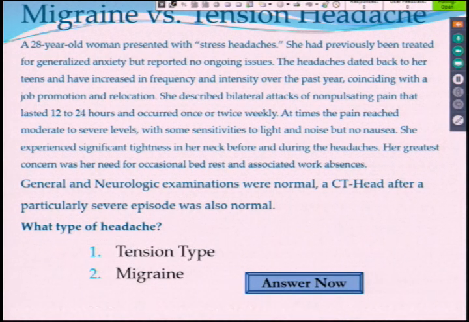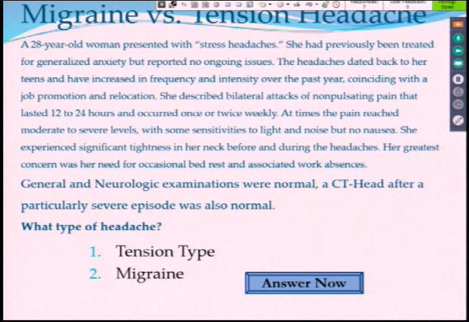All right, case study. A 28-year-old woman presents with stress headaches. She has previously been treated for general anxiety but reports no ongoing issues. The headaches date back to her teens and have increased in frequency and intensity over the past year, coinciding with a job promotion and relocation. She describes bilateral attacks of non-pulsating pain that last 12 to 24 hours and occur once to twice a week. At times, the pain reaches moderate to severe levels with some sensitivity to light and noise, but no nausea. She experiences significant tightness in her neck before and during the headaches.